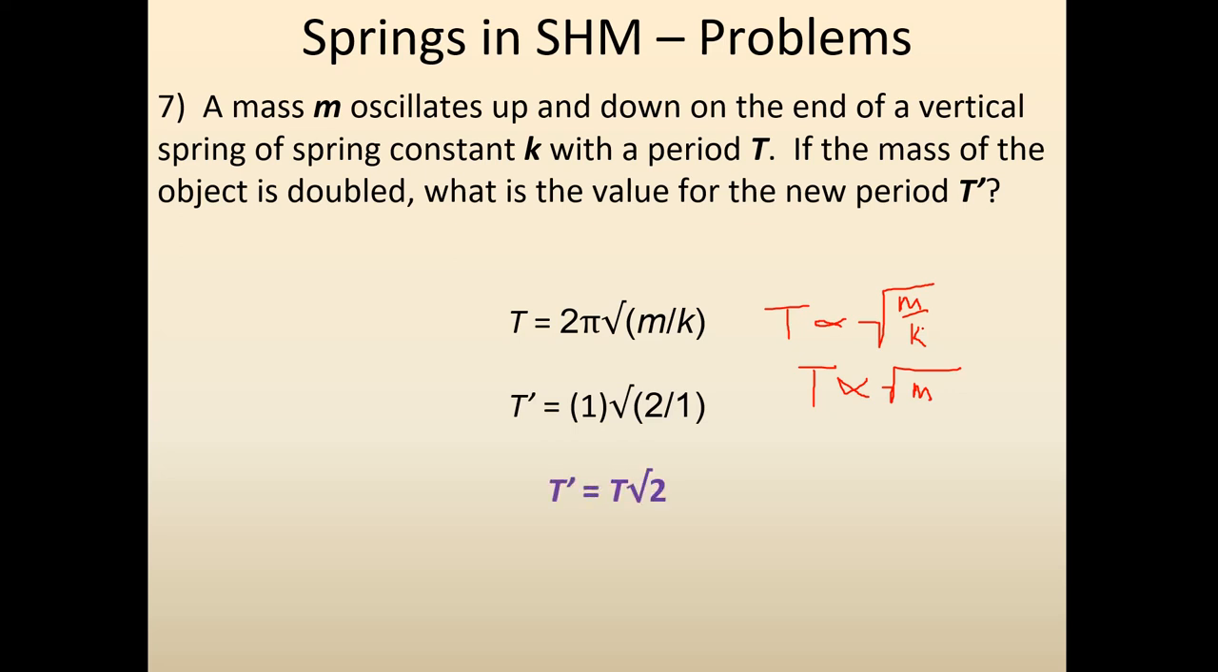I didn't clarify in here, but I wanted this to be answered in terms of t. So I'm going to make sure to actually rewrite that, but this is going to be in terms of t. So the answer should be t rad 2. All right. So that was dealing with the period for simple harmonic motion in a spring.